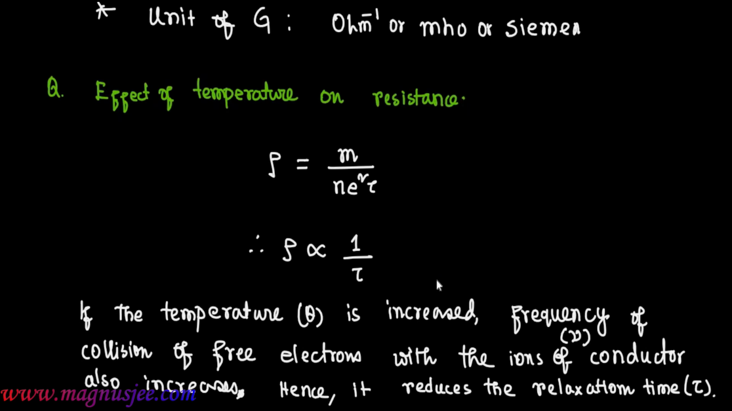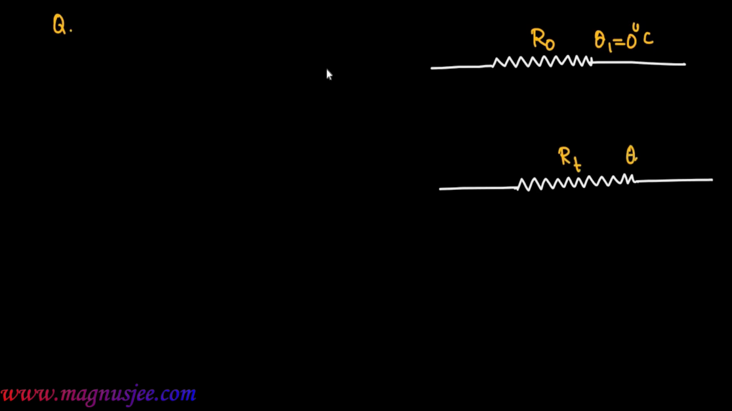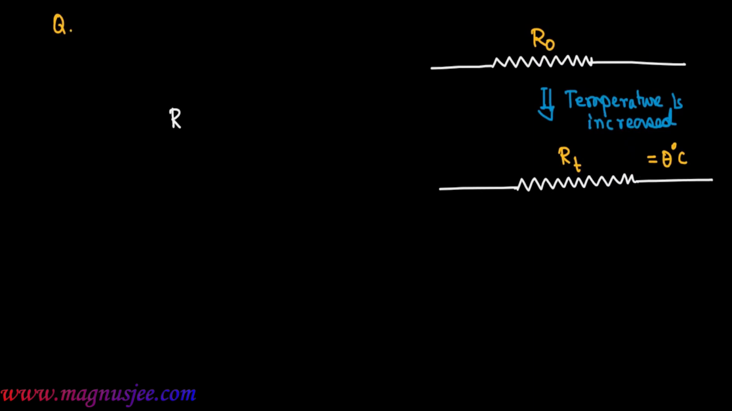In this case, the topic is effect of temperature on resistance of a metallic conductor. Now, in the next topic, we shall consider resistance of a metallic conductor as R0 at 0 degree C, and resistance changes to RT at temperature T degree C. In this case, temperature of the conductor is increased from 0 degree C to T degree C. Here we can express the final temperature as T degree C and initial temperature as 0 degree C.